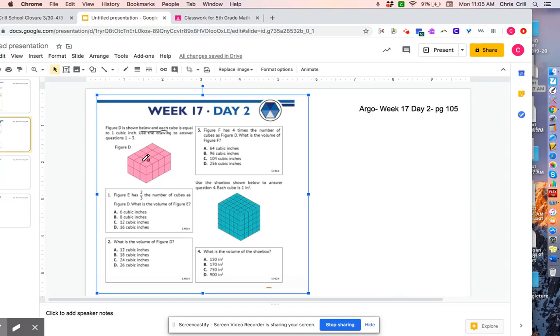Figure E, so again, this is an imaginary figure. Figure E has 2/3 the number of cubes as figure D. So what's the volume of figure E? Well, your first step is going to be to calculate the volume of figure D. Remember, you can look at this in terms of layers.